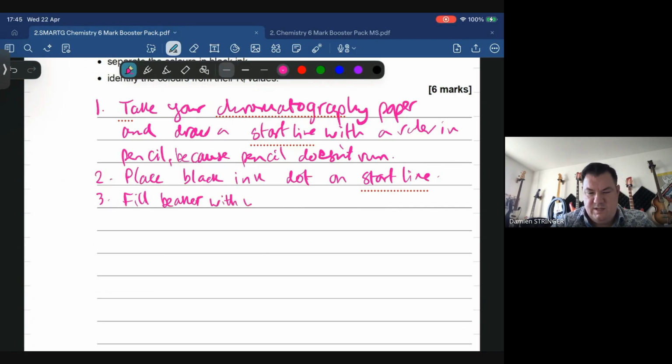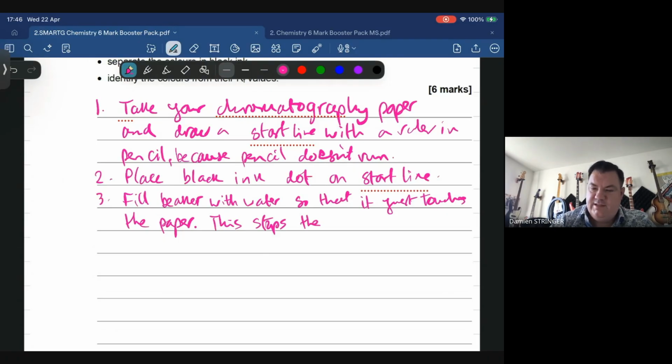3, fill the beaker with water so that it just touches the paper. And then again, this is why we're doing that. So this stops the ink running into the water, or as you might put it, dissolving into the water, which is probably better. It's good to pick me up on that. And ensures it moves up the paper.